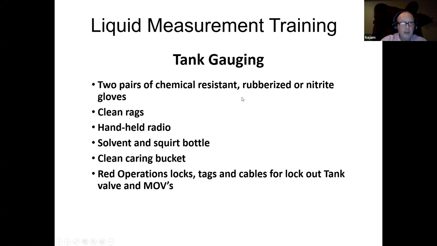So what we want to do is make sure we have a couple of pair of rubberized or nitrile gloves. We definitely need rags. Yeah, don't waste time climbing a tank without our rags. Sometimes we need a handheld radio so we can communicate with the control room. We need solvent. We need bottles that the solvent is in to be able to squirt it and to clean things off with. We usually have a clean bucket for pouring our sample and make sure we don't drip anything on the tank. Also we need locks and tags and whatever is required by the local operations to deem that tank safe and that the volume is kept accurate with no one tampering with the volume in any way.